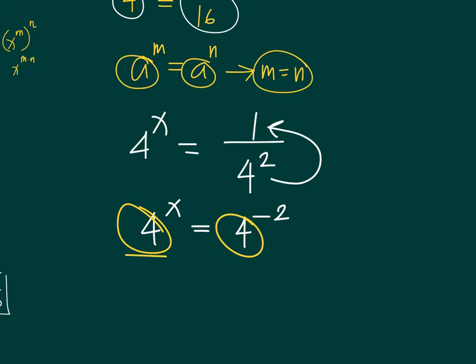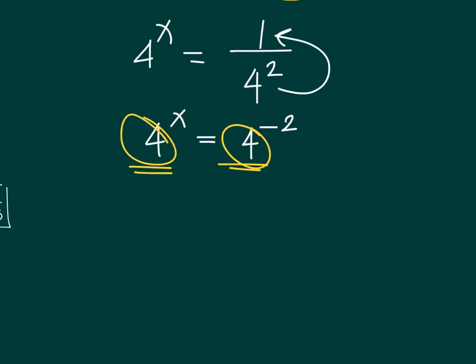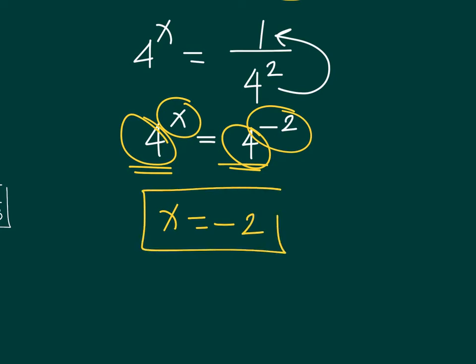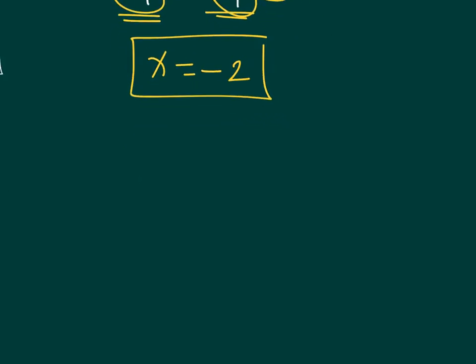And now that they have the same base, we can say that x, the exponent, must be equal to the exponent negative 2. So x is equal to negative 2 is the answer for this equation. Okay, so what are the other examples?